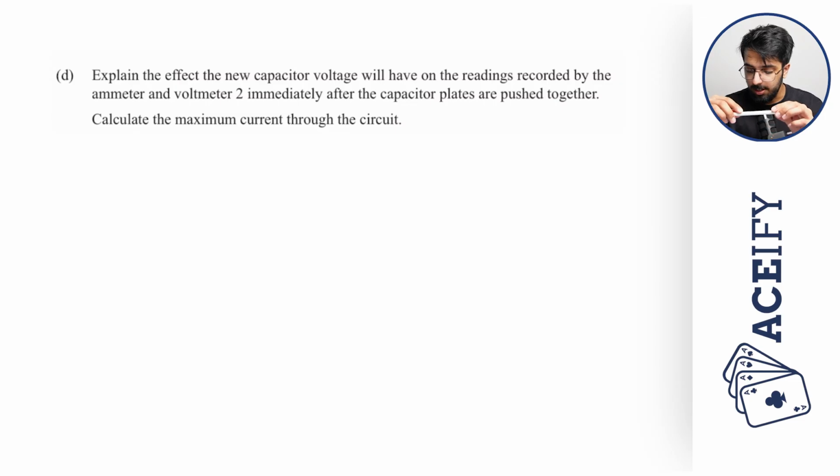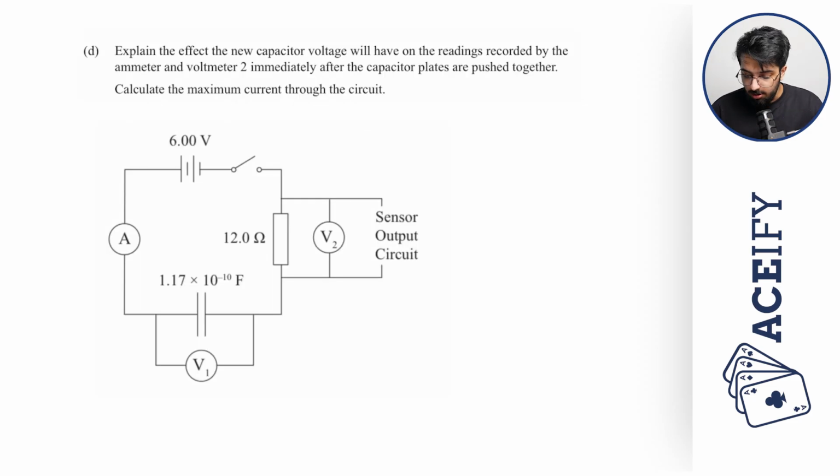Explain the effect the new capacitor voltage will have on the readings recorded by the ammeter and voltmeter 2 immediately after the capacitor plates are pushed together. Calculate the maximum current throughout the circuit. Alright, so I've drawn over the diagram. As we can see, this is voltmeter 2, and this voltmeter is measuring the voltage across the resistor.